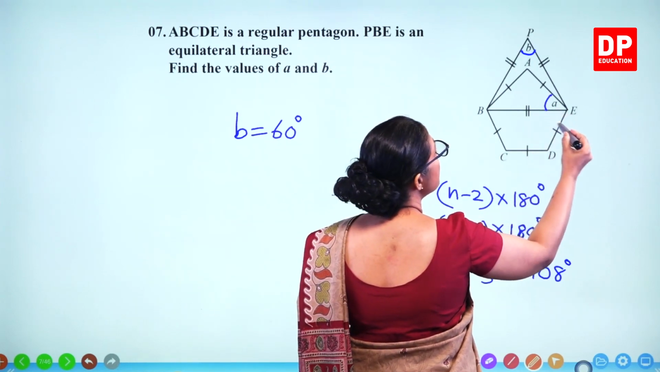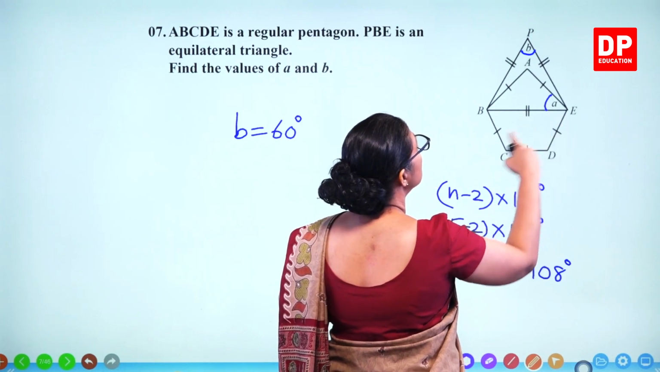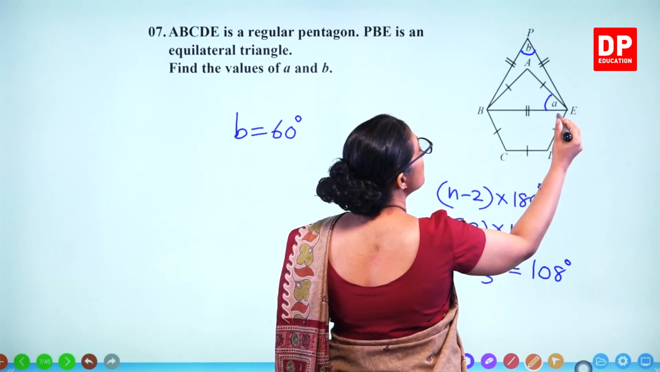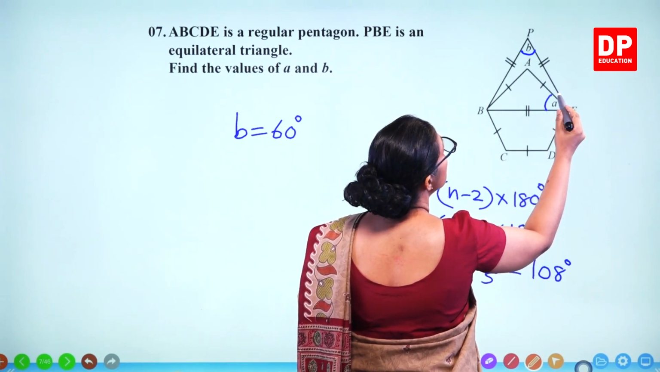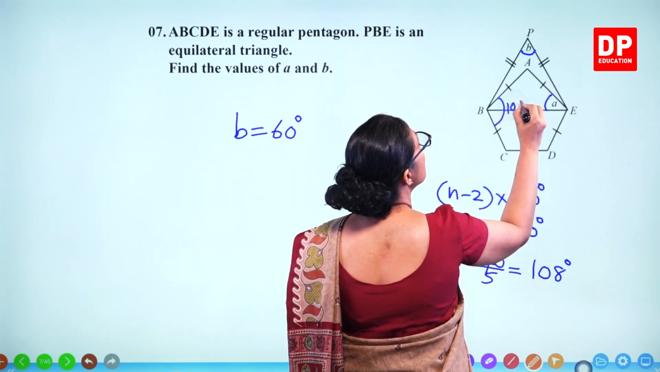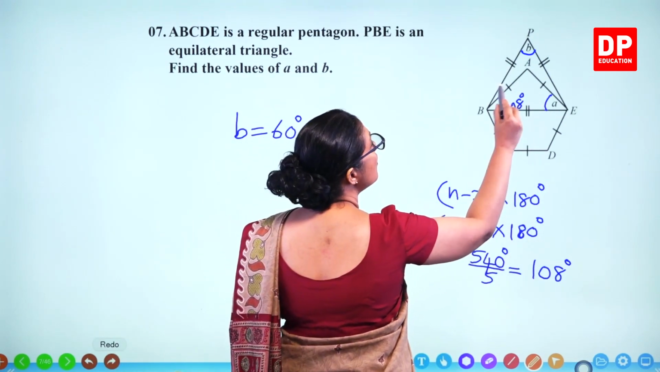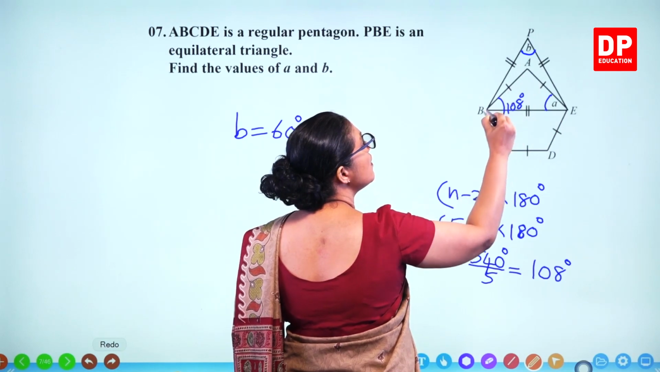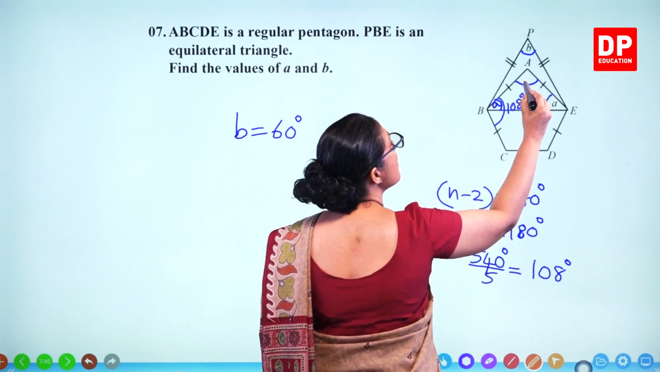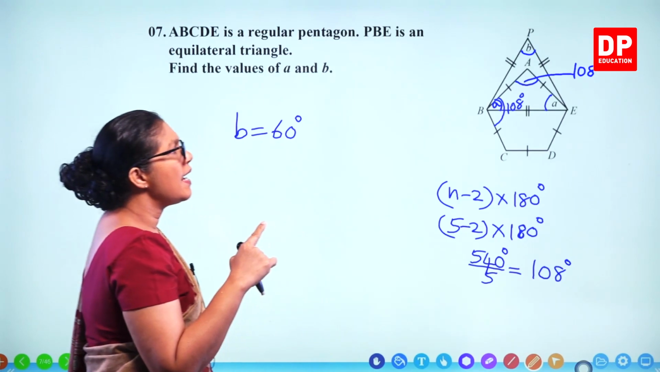So this whole angle is 108. And what can you say about this one? So all these equal 108. Let's see. So this angle is 108. Now here, look at this one. These two lengths are equal. So this is A, this is also A. And here we know this is 108. We'll take that one as 108. So easily you can find out A angle.